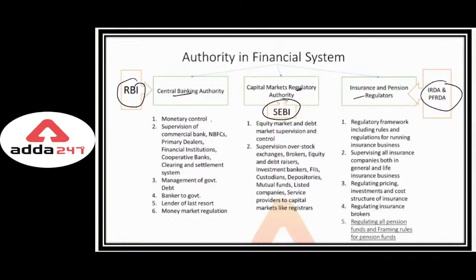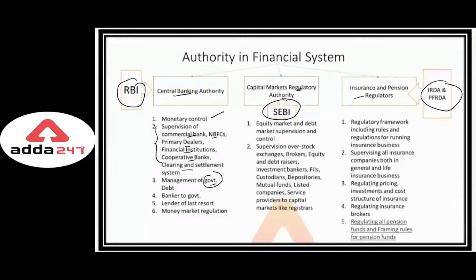So first RBI, what is RBI doing? RBI controls the money. Monetary control will be under the Reserve Bank of India with the help of monetary policy. Now supervision of commercial banks, NBFCs, primary dealers, financial institutions, cooperative banks, clearing and settlement system, everything. So all the supervision will be done by RBI. Management of government debt is done because we know RBI is the bank for government of India. It means RBI works as an agent for government of India. So management of government debt will be done by RBI, because RBI works as an agent of government of India.